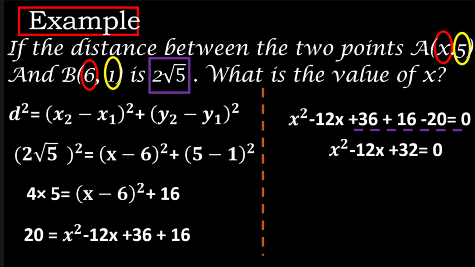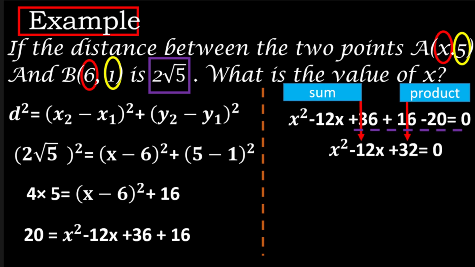It's easy to solve this, just use factorization. We can name 32 as what? As a product, and 12 is what? 12 is a sum. So I'm looking for two numbers. Their product is 32 and their sum is 12. So it's easy, it will be 4 and 8. 4 times 8 is 32, and 4 plus 8 is 12.